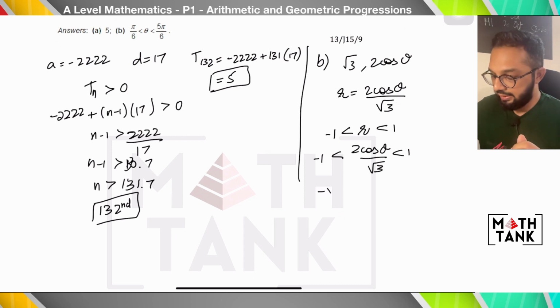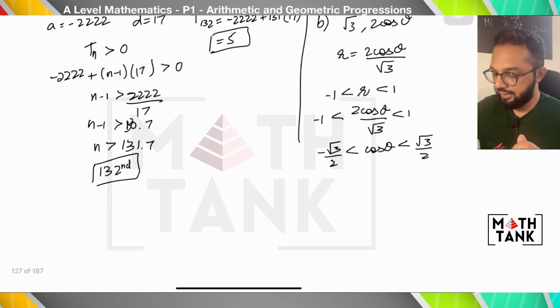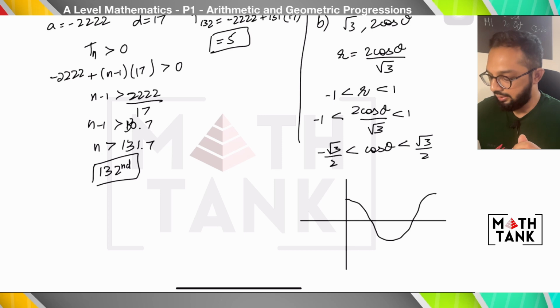Taking numbers on both sides, this gives me minus root 3 over 2 less than cos theta less than root 3 over 2. So I've cross multiplied root 3 and divided by 2. Since it's made up of two inequalities, I've done it on both sides. Again, I imagine my curve. Where does my curve go? Now, it becomes tricky when you try to do it directly. So I wouldn't encourage that.